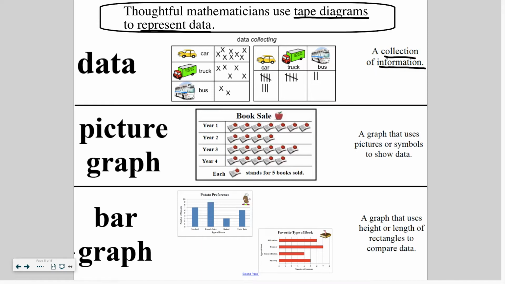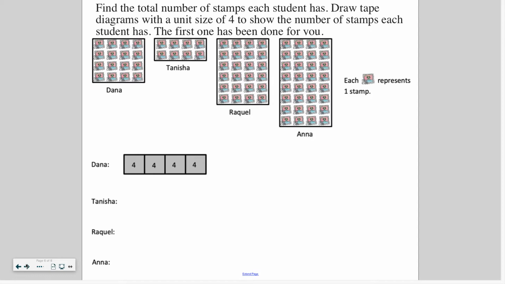So let's look at how we can use tape diagrams to present our data. Find the total number of stamps each student has. Draw tape diagrams with a unit size of 4 to show the number of stamps each student has. The first one has been done for you. So I see Dana, Tanisha, Raquel, and Anna, all of their stamps. It says each picture of a stamp represents 1 stamp.